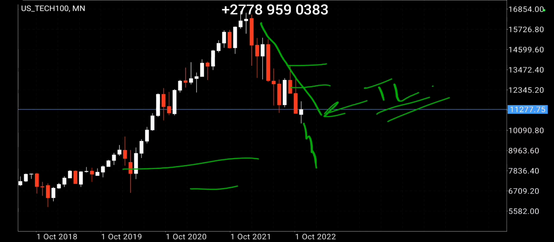Because the moment you start pushing it too much, you will end up interfering with the bigger time frames that don't even agree with what you are doing. I hope that makes sense. So that is all that we have here on our monthly chart.